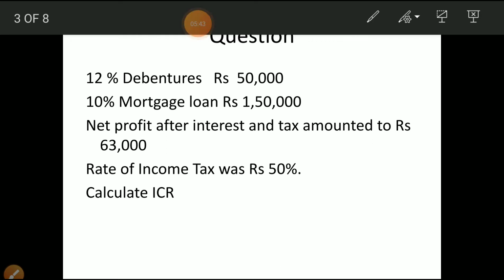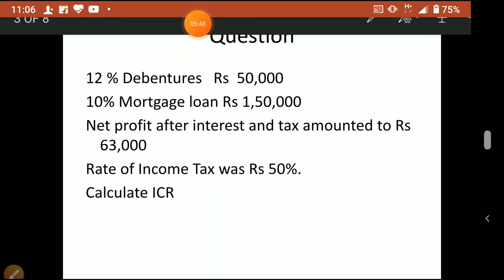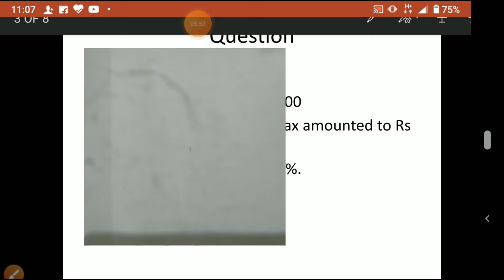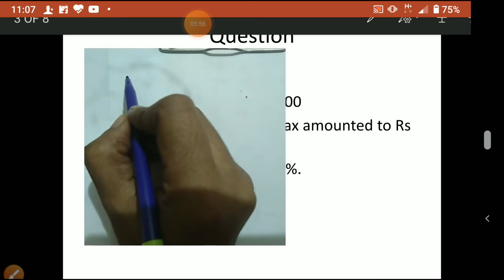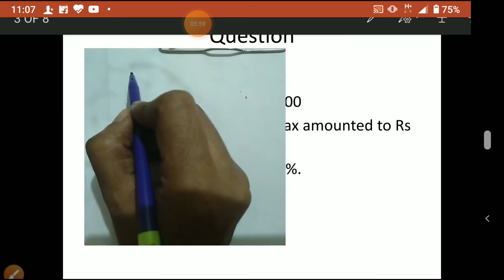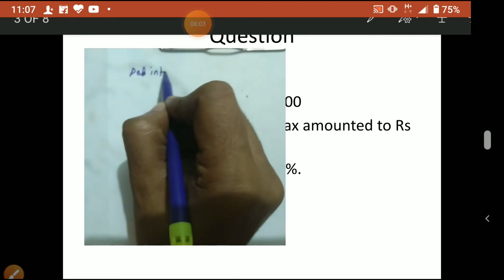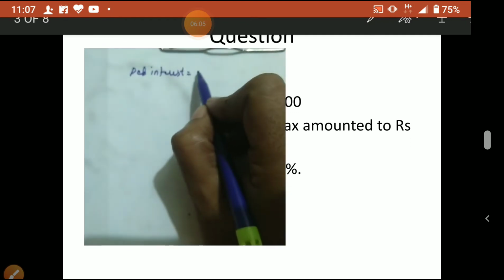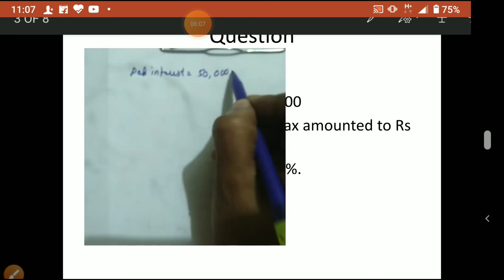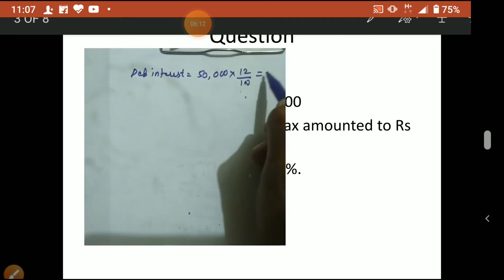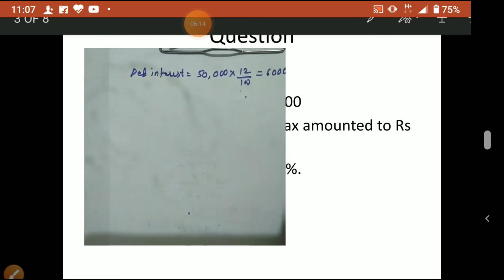Okay, so we'll discuss the answer first here. First what we need is, we'll calculate the interest on debenture and loan. So debenture interest is equal to 50,000, the debenture amount, into 12 by 100. So that will get 6,000.